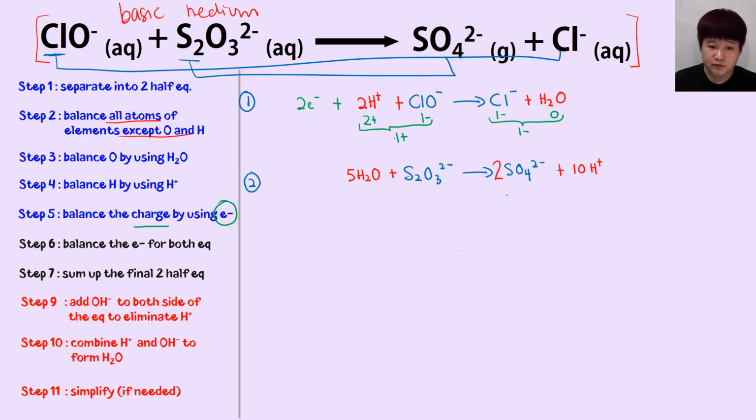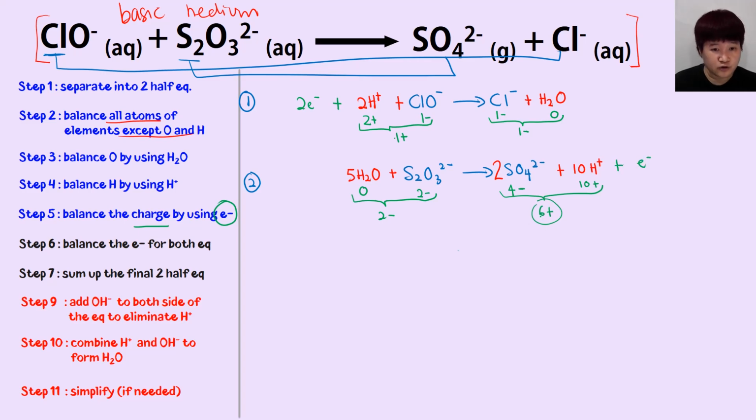For the second half equation, 5H2O, 0. S2O3 2 minus, so the total over here will be 2 minus. And then for the product, I have 2 times 2, so I have 4 minus, 10 H plus, 10 positive. Work it out, you realize that you have 6 positive. And who is more positive? 6 plus. Therefore, electron will be added over here.